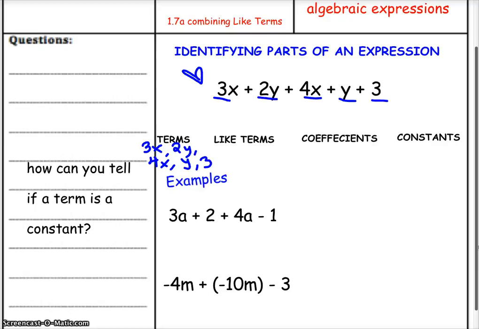My like terms, again, are the ones that have the same variable. So I have two sets of like terms. I have the 3x and the 4x are alike, and I have the 2y and the y. Those are alike.